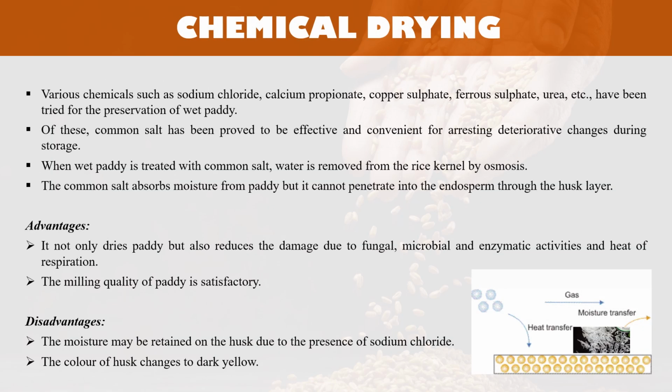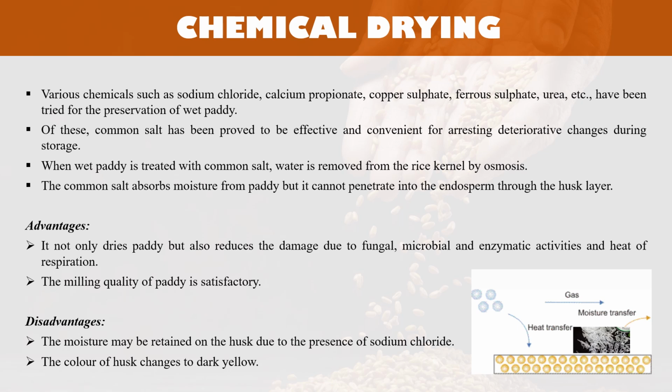Coming to chemical drying, various chemicals such as sodium chloride, calcium propionate, copper sulfate, ferrous sulfate, urea, etc. have been used for the preservation of wet paddy. Of these, common salt has been proved to be effective and convenient for arresting deteriorative changes during storage. When wet paddy is treated with common salt, water is removed from the rice kernels by osmosis. The common salt absorbs moisture from paddy, but it cannot penetrate into the endosperm through the husk layer.